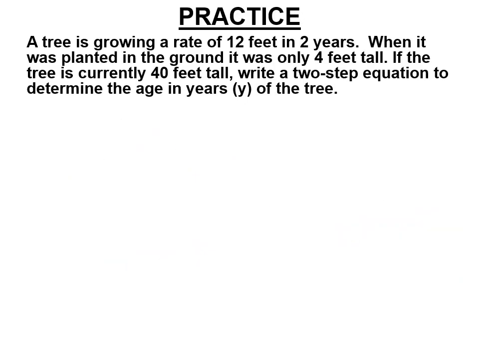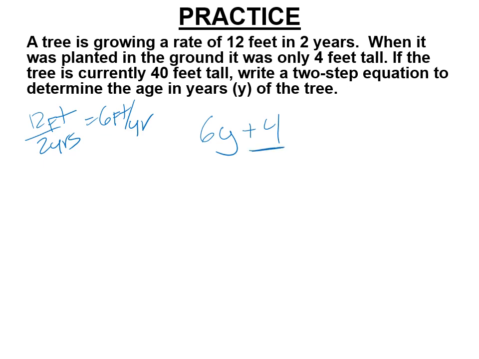Let's practice. A tree is growing 12 feet in 2 years. So if it's growing 12 feet in 2 years, it's growing 6 feet per year. Okay. When it was planted in the ground, it was only 4 feet tall. If the tree is currently 40 feet tall, write a 2-step equation. So we're going to use y for years. So 6 times y, it's 6 feet per year. It was already 4 feet tall when it was planted. So there was a constant that already occurred. And it's currently 40 feet tall.